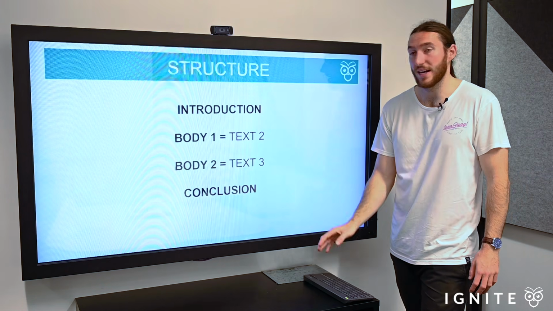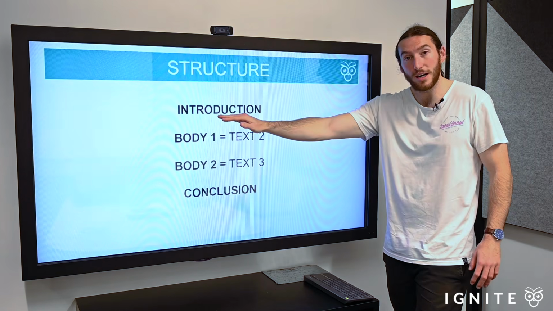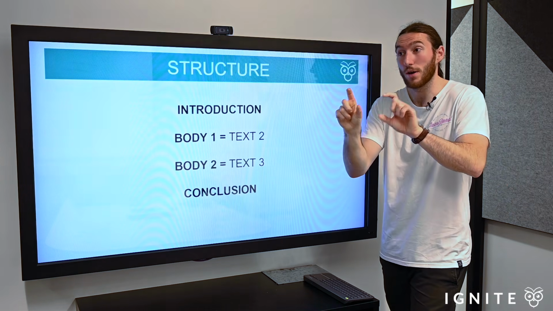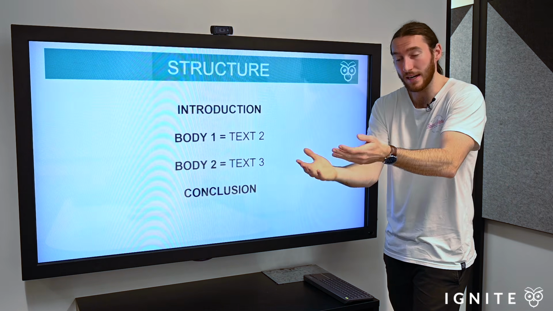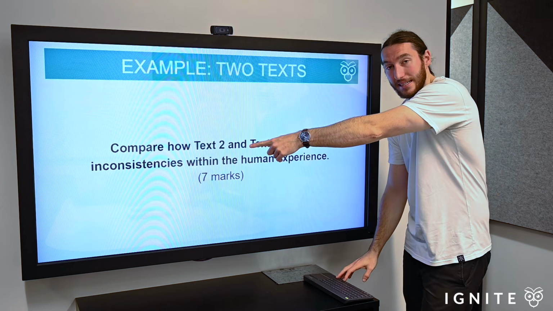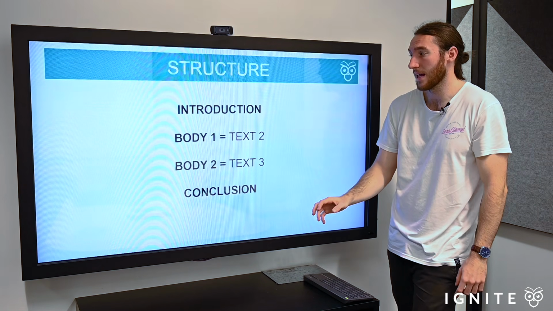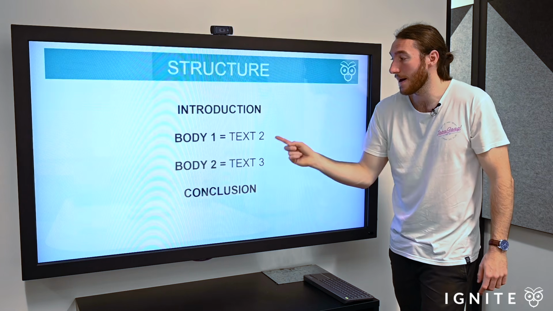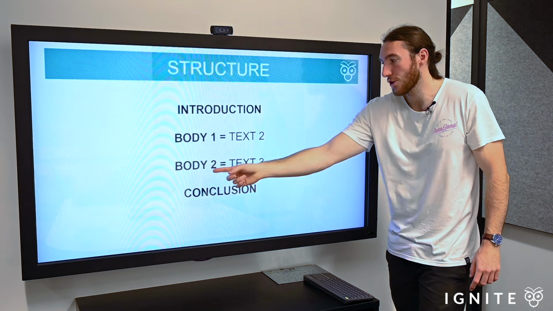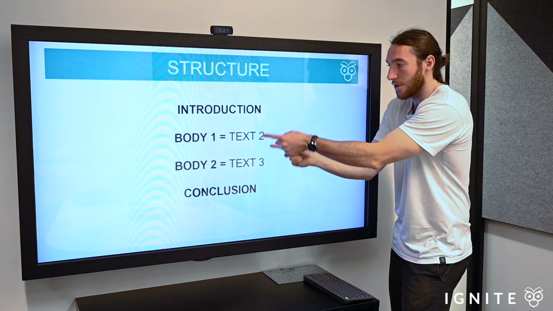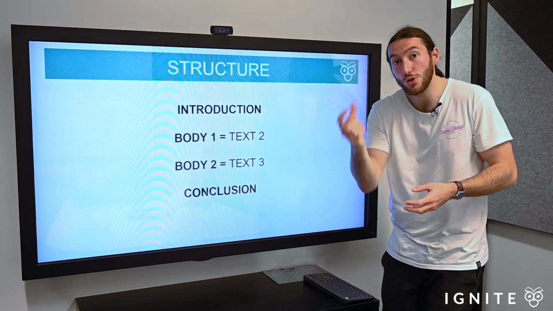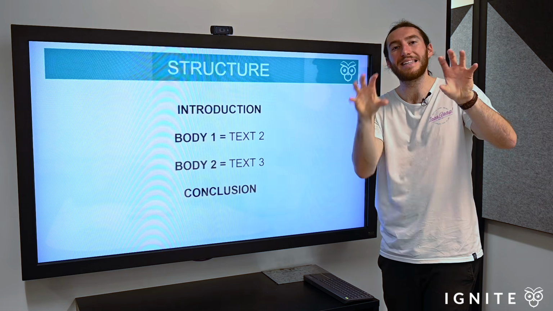The way I would then structure that, it's very similar. Introduction, very short, 1 to 2 sentences, comparing those two texts and being specific about what they say about inconsistencies within the human experience. And then in body 1, I'm going to talk about my first text, and then in body 2, I'm going to talk about my second text. Now, it could be in the other order. The way I would choose to order it would depend on how my ideas are progressing.